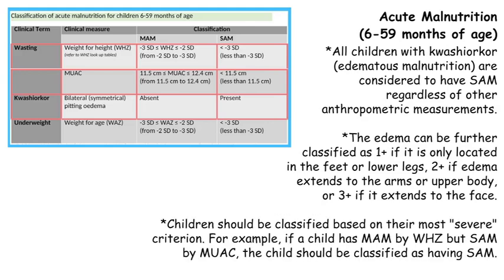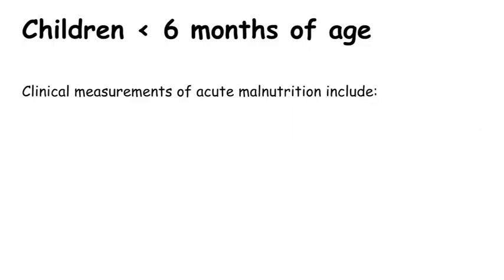And it's also important to know that children should be classified based on their most severe criterion. For example, if a child has moderate acute malnutrition based on weight for height Z-score, but according to MUAC they have severe acute malnutrition, then this child should be classified as having severe acute malnutrition because we've taken the most severe criterion of the anthropometric measurements taken.